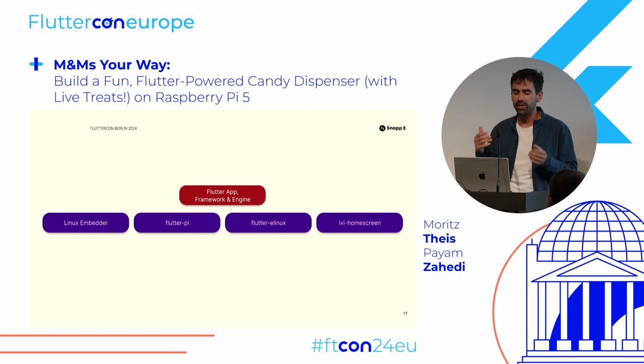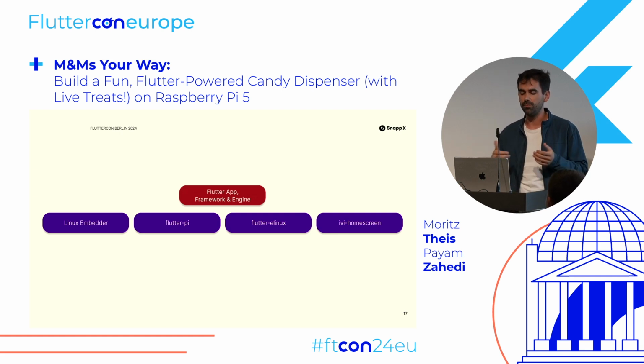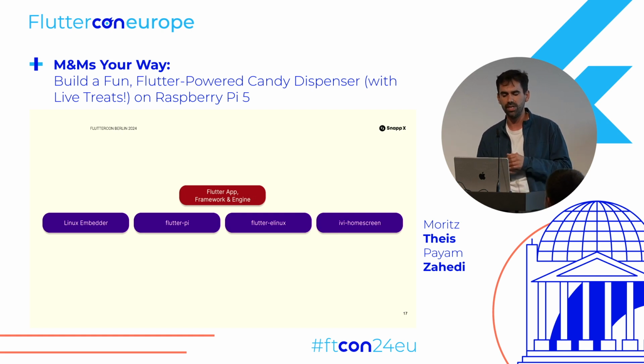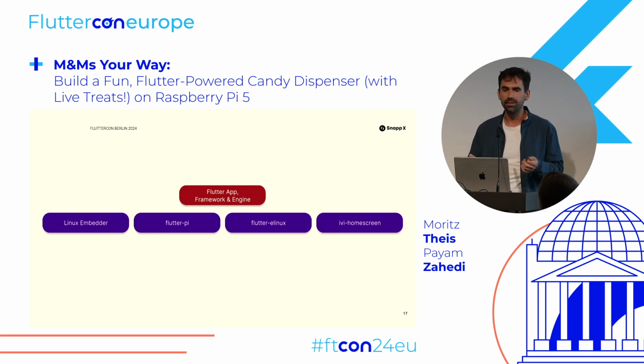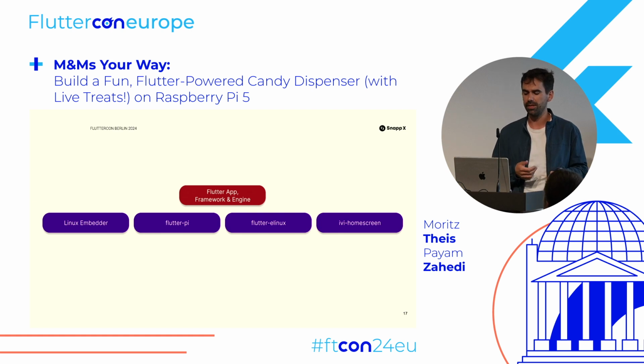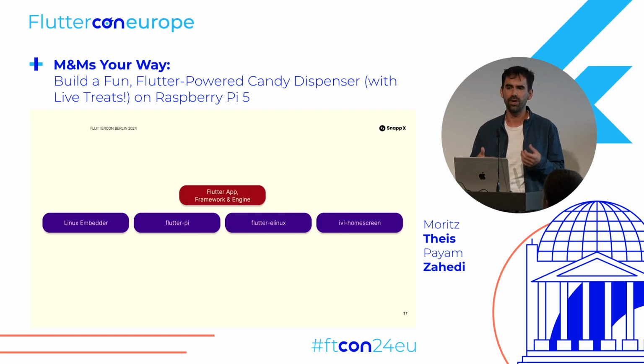So if we look at the options we have if we want to run Flutter on a Raspberry Pi, we will see that it is always Flutter. One time with the official Linux embedder, and the 3 other ways are with custom embedders. So you may ask yourself why we need this.